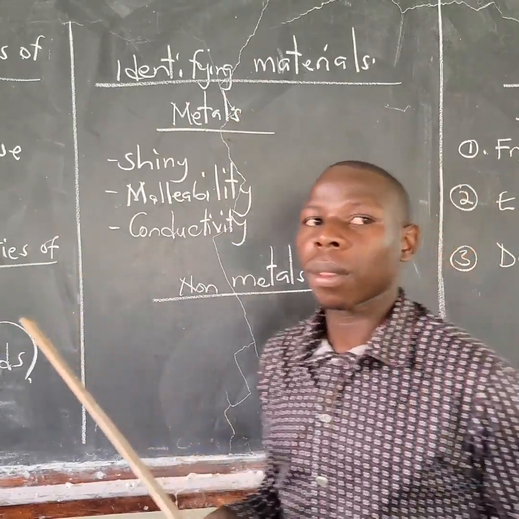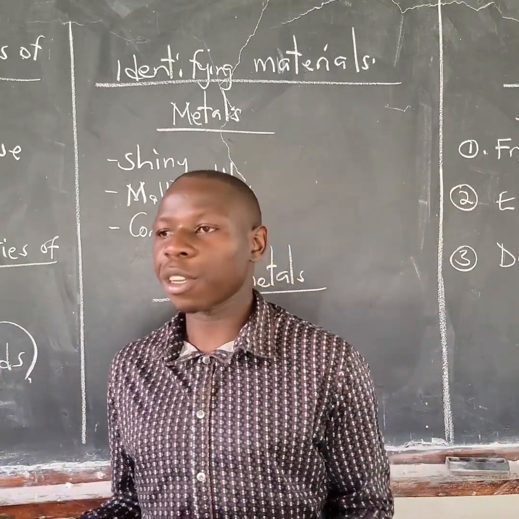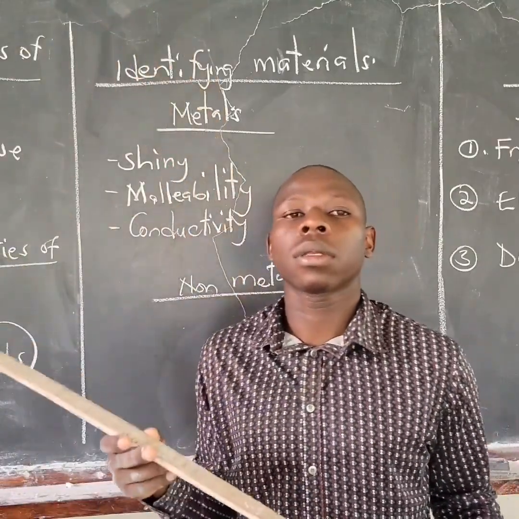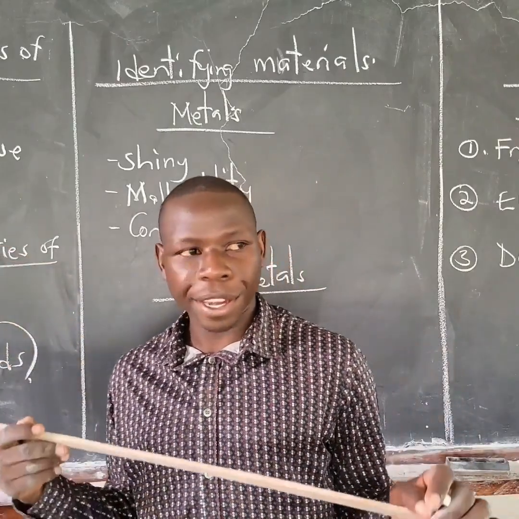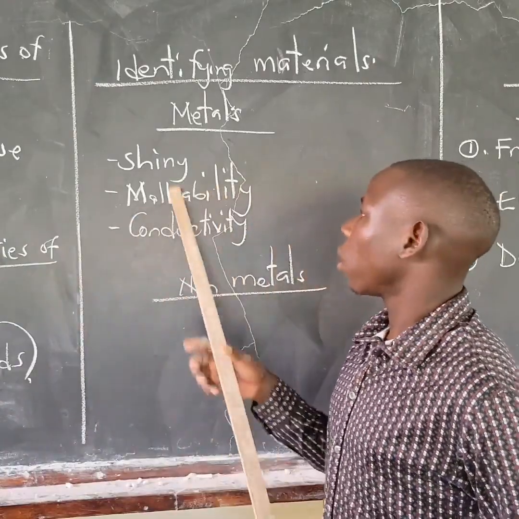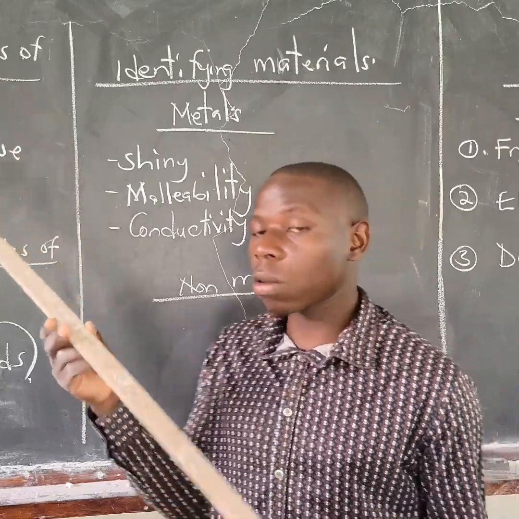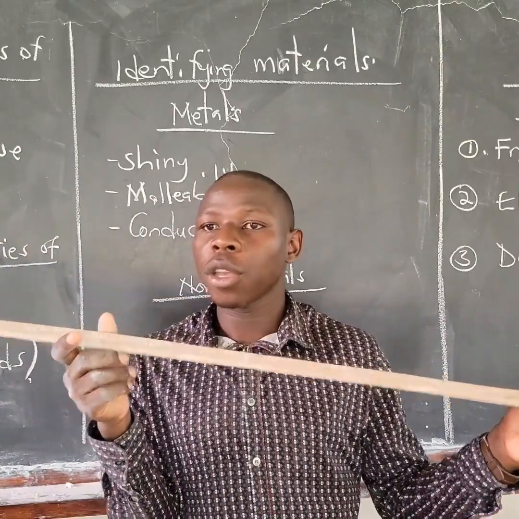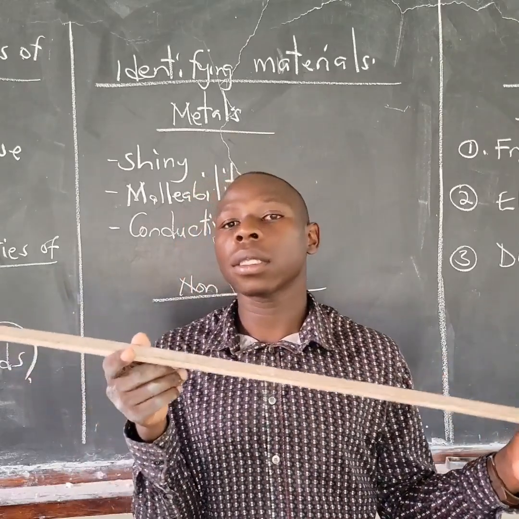Now, let us have some materials. We can use the same materials we had. For example, this metal roll, glass, plastic cup, and even iron nail. We start with the first one, shiny. We look at the glass. We look at the metal, a wooden one. Is it shiny? You look at a plastic cup. Is it shiny? Or you look at the iron nail.